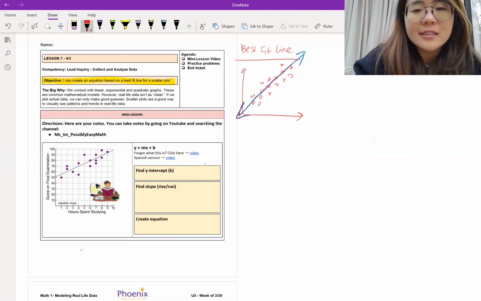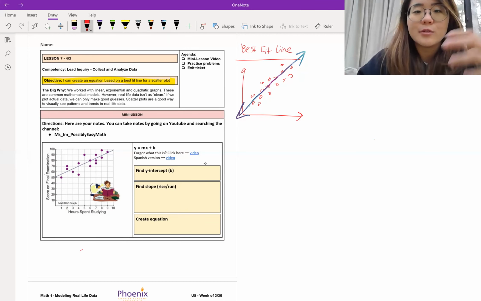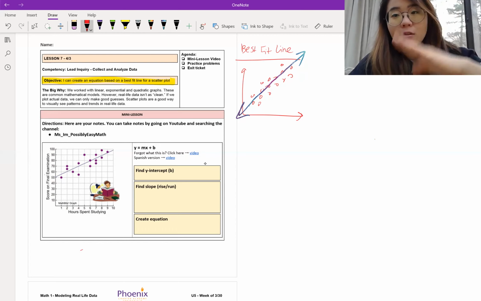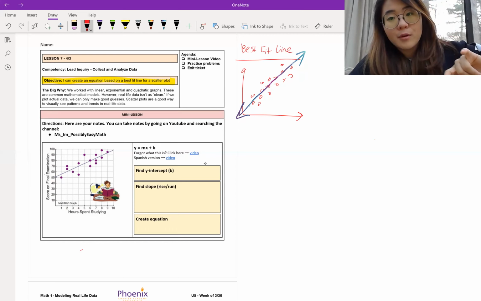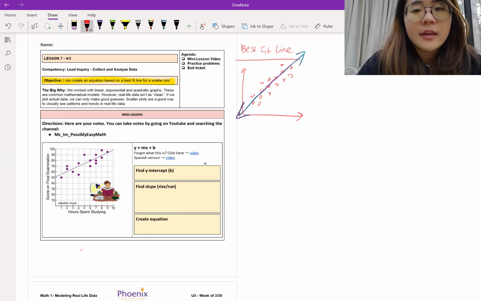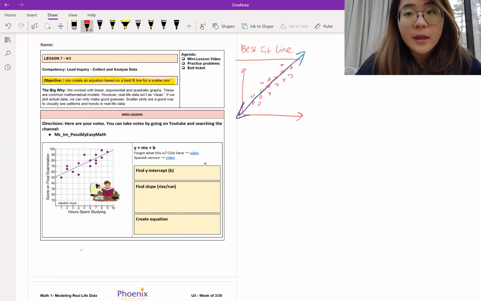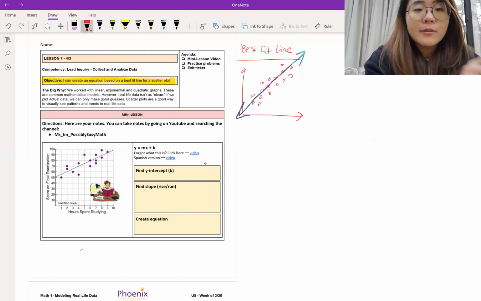Basically, best fit lines are lines that you use to cut through the data. The line should be right in the middle, cutting the data points equally, and it should follow the trend of the data points. If you do get stuck, please check Wednesday's video, lesson number 6, where I go over this. Now I'm going to move on ahead.